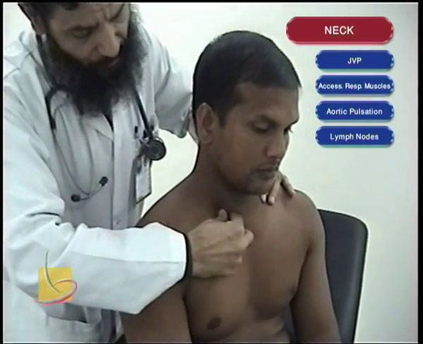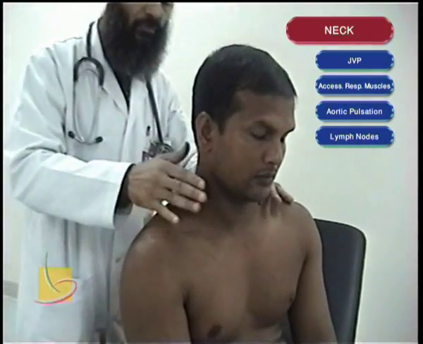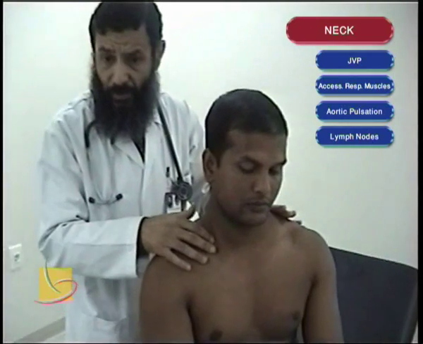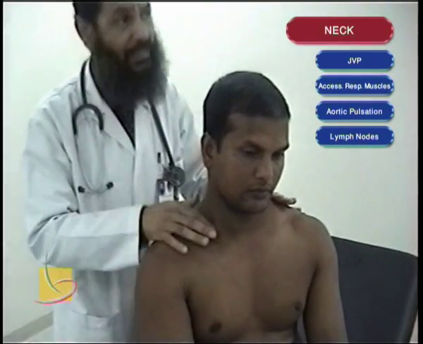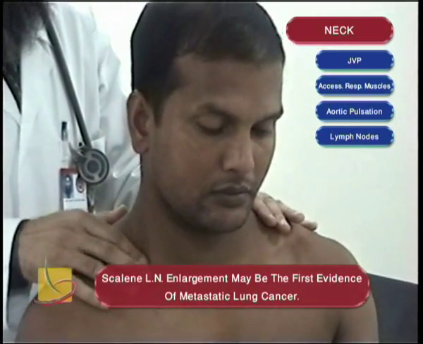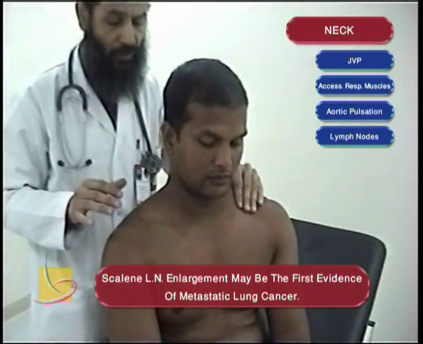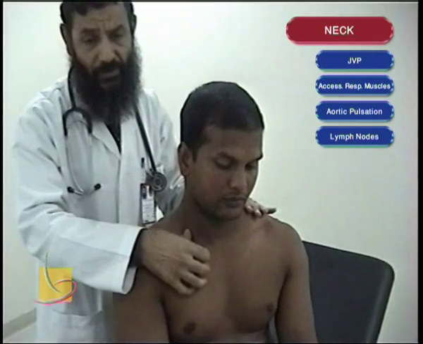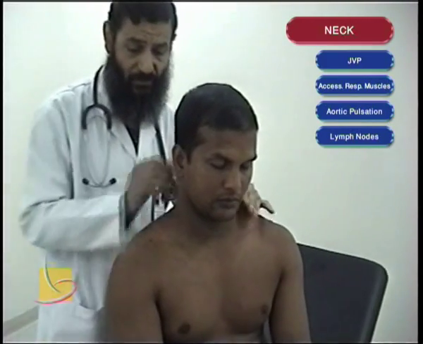And in between the two heads of sternomastoid again, this is the clavicular and this is the sternal, feel by two fingers or one finger for the most important lymph node of the neck, which is related to the respiratory system, that is the so-called scalene node. He has one here, very strange. Scalene lymph nodes are seen commonly in bronchogenic carcinoma. And right or left, this is not like the Troisier sign or the Troisier glands, which are only on the left. If the patient has a tumor on the right side of the chest, then you will get a scalene lymph node on the right side. If he has a tumor on the left side, then you have again a scalene node on the left side.